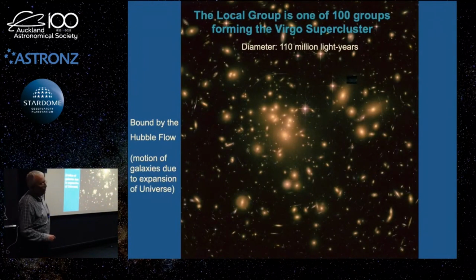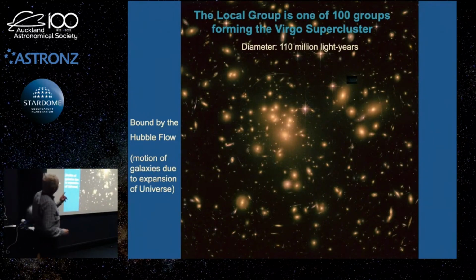Okay, so now the local group, you think that's big, 10 million light years. That whole local group is just one of 100 groups, or clusters if you will, forming the Virgo supercluster, which is, never mind 10 million light years, this is 110 light years across. So suddenly we're just paling into insignificance pretty quickly.